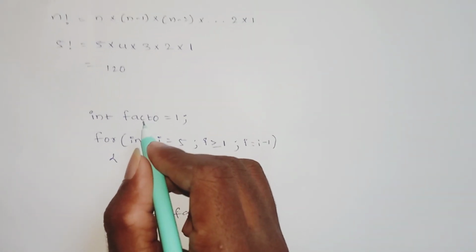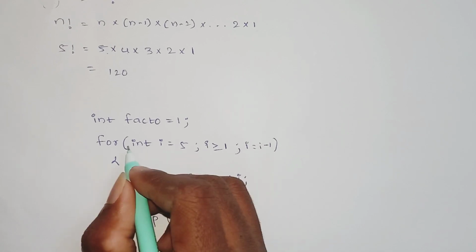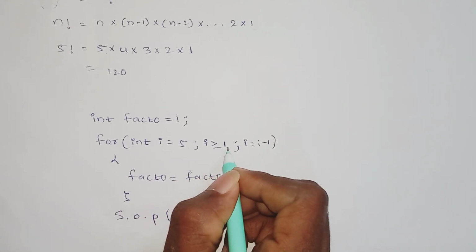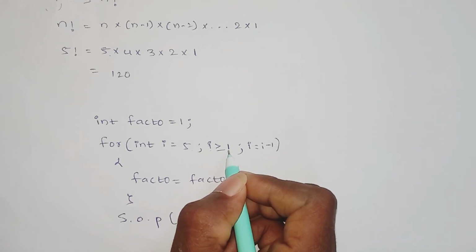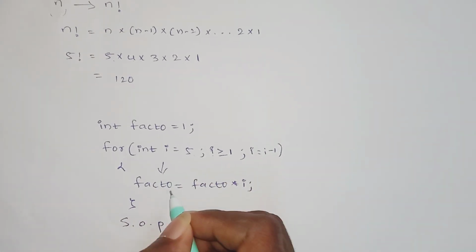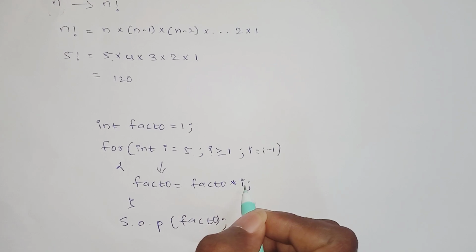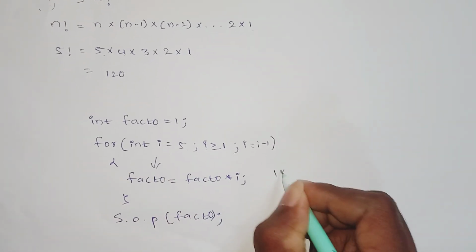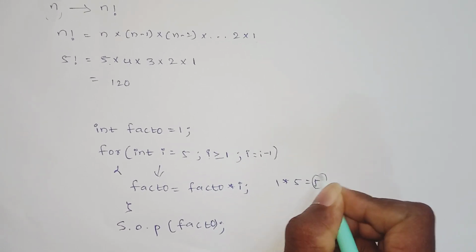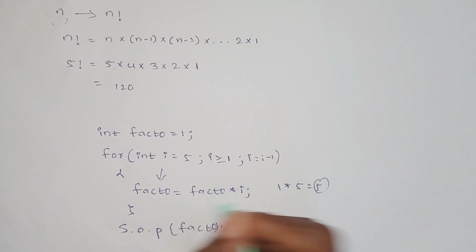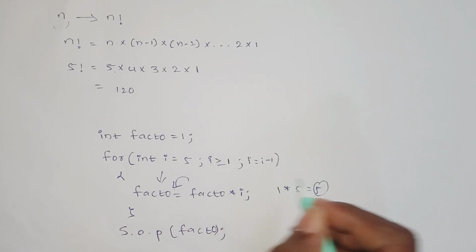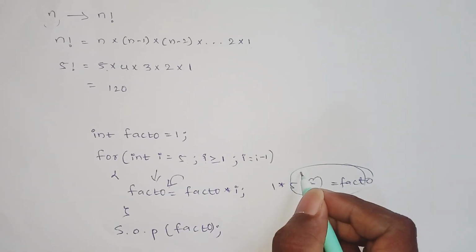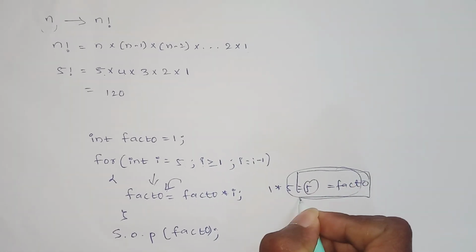At first we have taken facto equals to 1, and here for loop int i equals to 5. So i greater than or equal to 1, that is 5 greater than or equal to 1, the condition is true. So it enters into the for loop. Here facto equals to facto into i. So facto is 1, i is 5. So 1 into 5 is 5. So this 5 value will get assigned into facto. So here facto equals to 5.